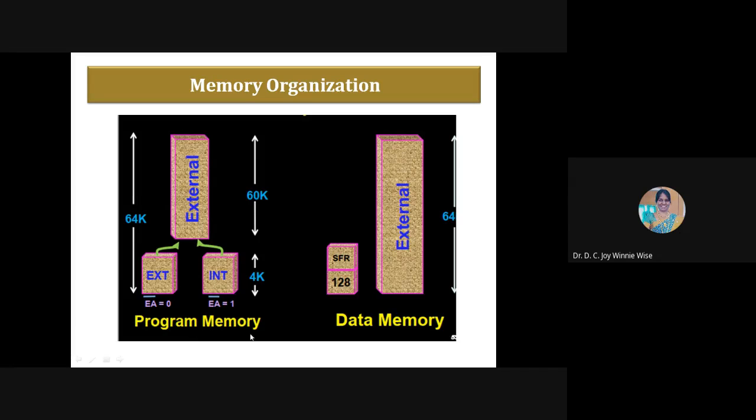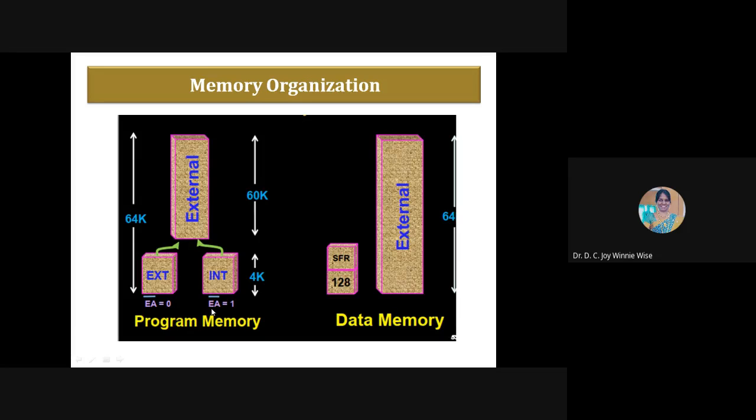This program memory can be either external or internal. The capacity of the program memory is 64K because the address bus is 16-bit, so we get 2 power 16, that is 64K. Depending upon the EA pin, that is the external access pin, if the external access is 0, all the program memory will be external. So here 64K will be external.